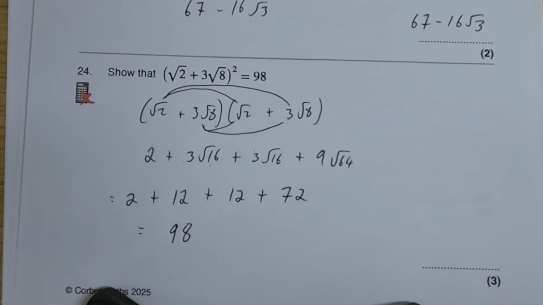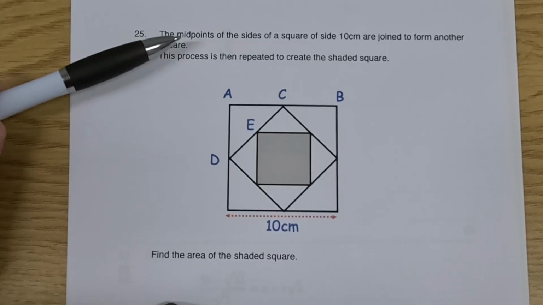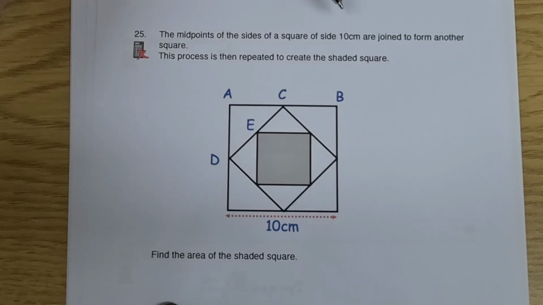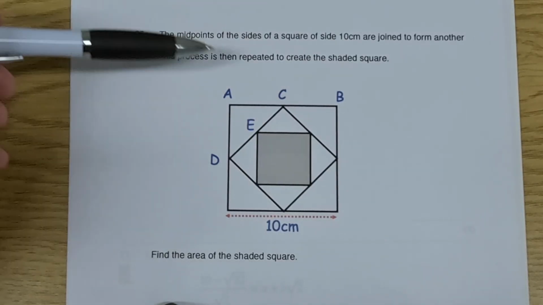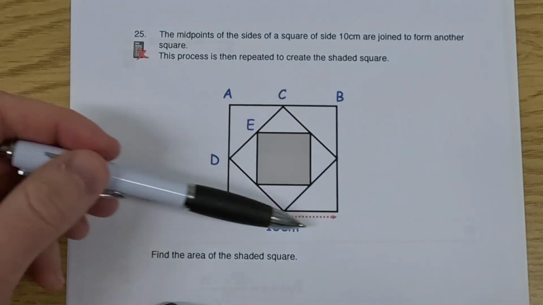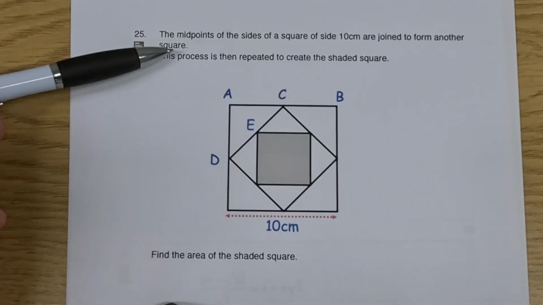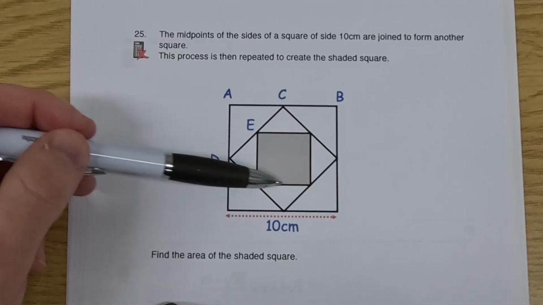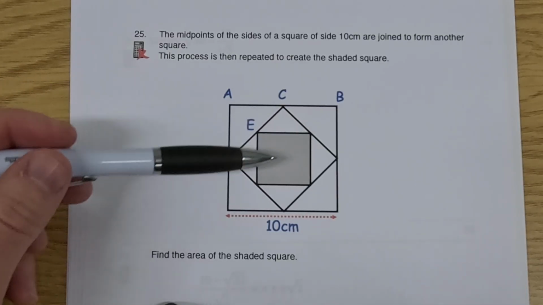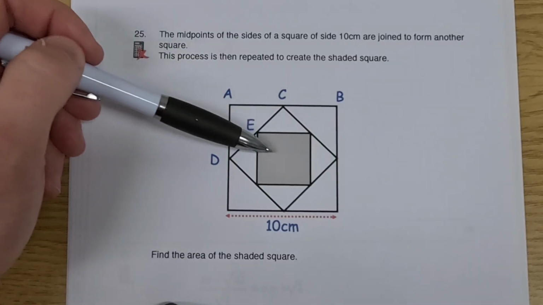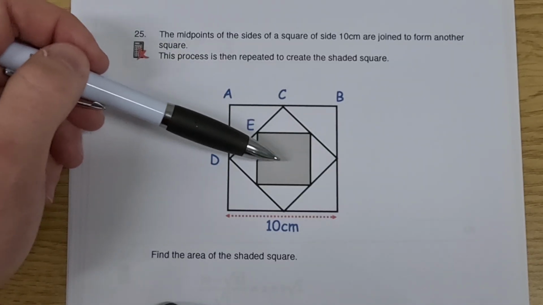Okay, let's look at our next question, question number 25. It says the midpoints of the sides of a square of side length 10 centimeters are joined to form another square. So you've got this square, which has side length 10 centimeters. The midpoints are joined together to make this square here. And the process is then repeated to create a shaded square, so the midpoints of that square are joined together to make another square. We've been asked to find the area of the shaded square.